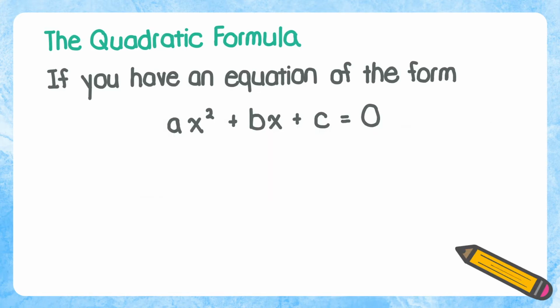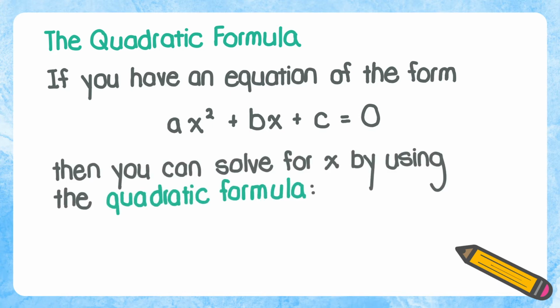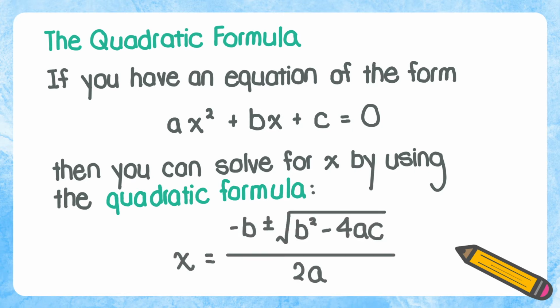So if you have an equation of the form ax squared plus bx plus c equals 0, and make sure the equation equals 0, then you can solve for x by using the quadratic formula. X equals negative b plus or minus the square root of b squared minus 4ac all over 2a. And I just added some colors so that you see where each part comes from.